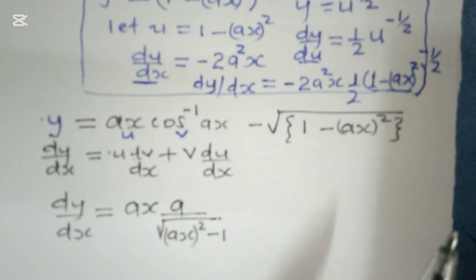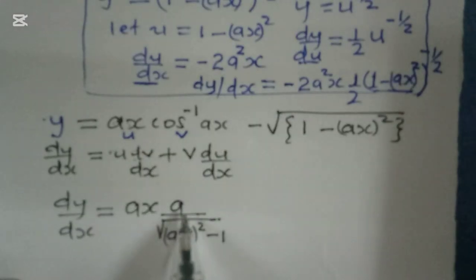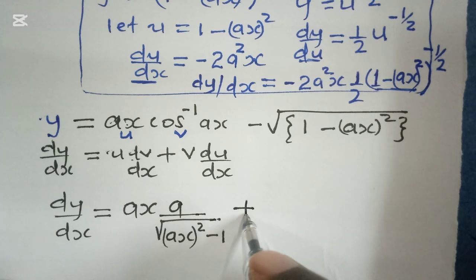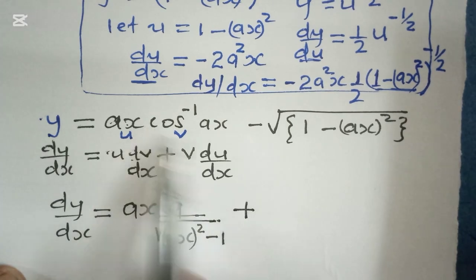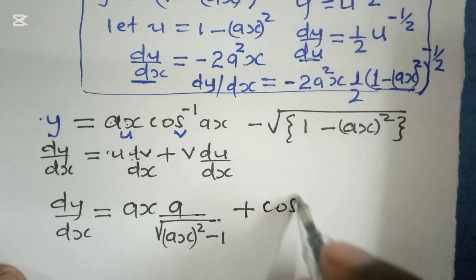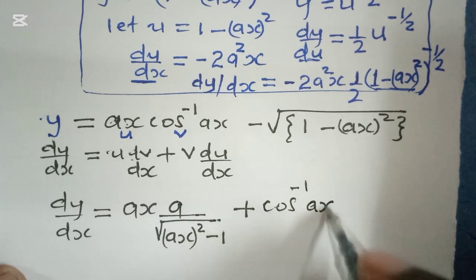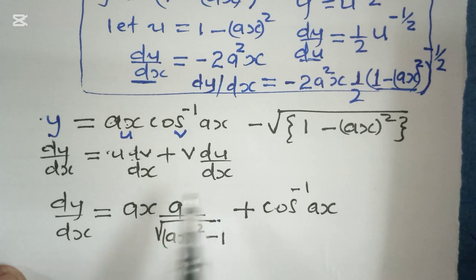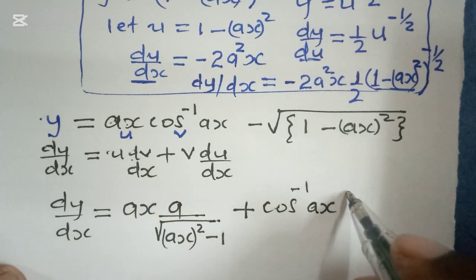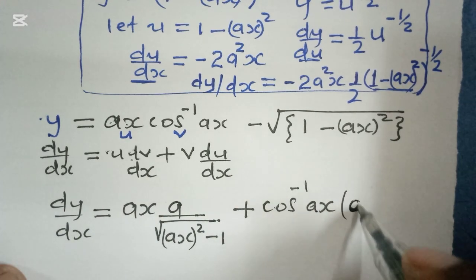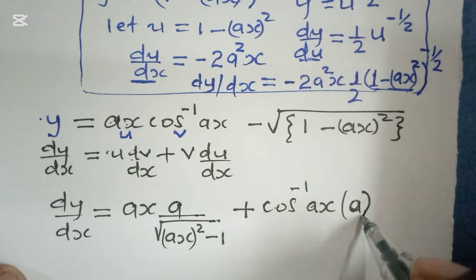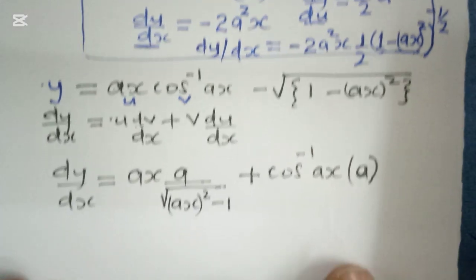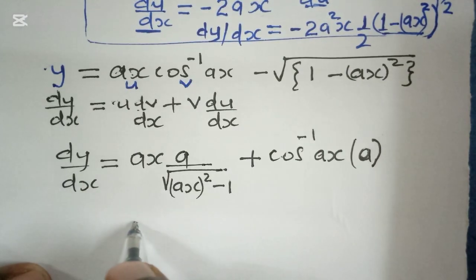Guys, we go back now to our question. We have differentiated that. Then we say plus v. The v we have is cos inverse ax, and then we have the du. The du is supposed to be a, so I can write a bracket there, a, like that, so that I can separate it from cos inverse ax. From there we go to minus.